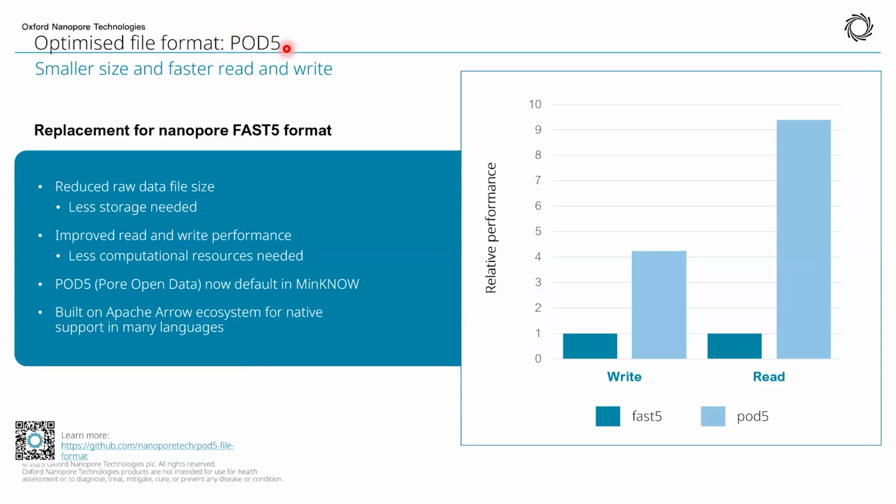So this one, POD5, stands for Pore Open Data format. And whenever we are sequencing using MinION, this is the file format you will obtain for all of our sequencing runs.